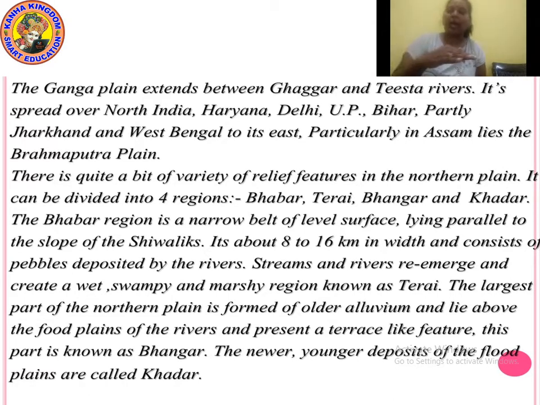The streams and the rivers re-emerge, join together, and create a very wet, swampy and marshy area that is covered with small stones and big stones. That is known as Terai. Now, the largest part of the northern plains is formed of older alluvium that is lying above the floodplains of the river and is present like a terrace. It looks like a terrace. This feature is known as Bhangar.